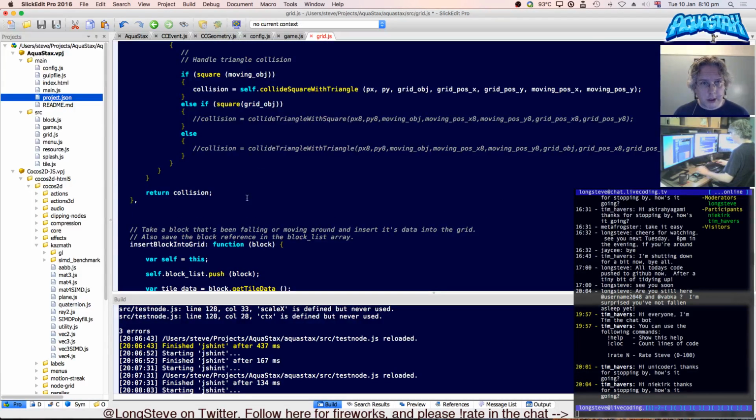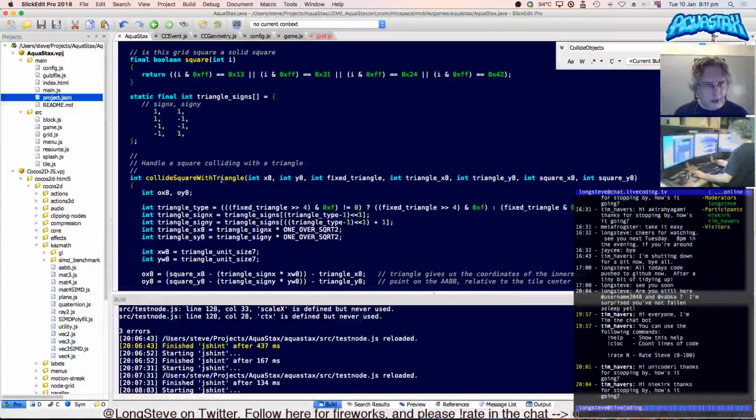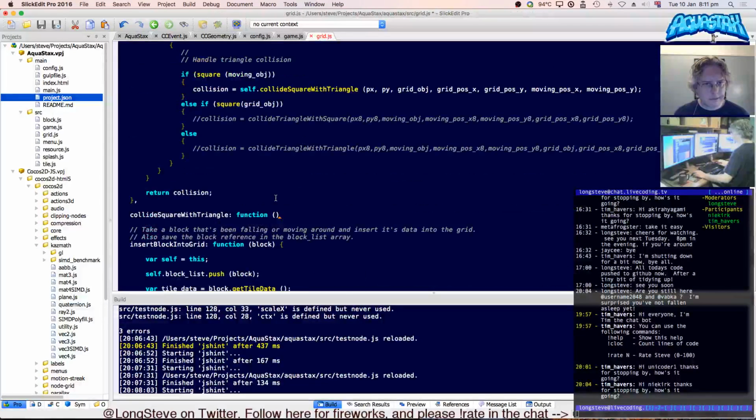So, collide square with triangle, function. Let's borrow the parameters from my old code. Collide square with triangle, here we go. Now, remember doing this before. You don't need fixed triangle, triangle x, triangle y.